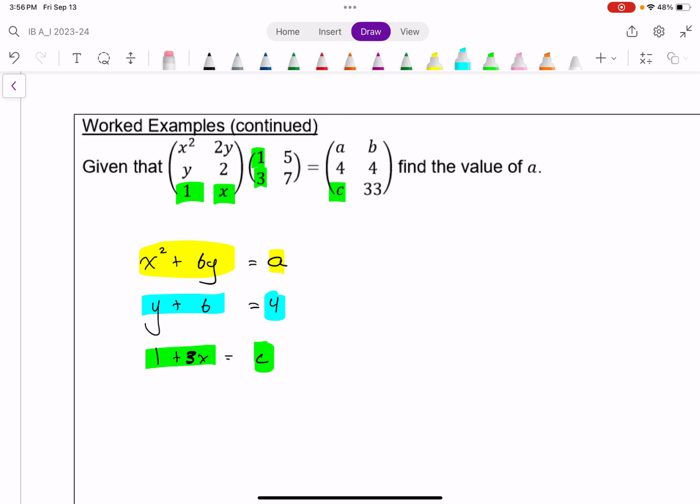That's it. I may have enough to go on, but I'll just continue it, hopefully making fewer mistakes. So let's look at the next part of this. I know that x squared times 5 plus 2y times 7. So x squared times 5 is 5x squared plus 14y. And that must match up with that right there, which must equal b.